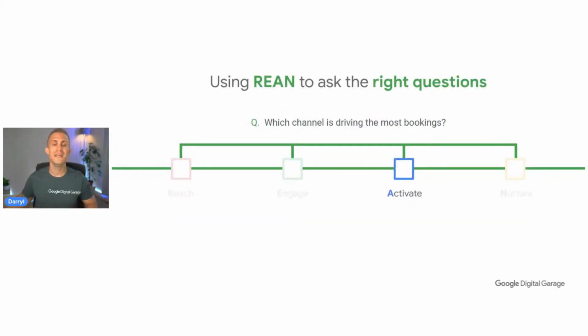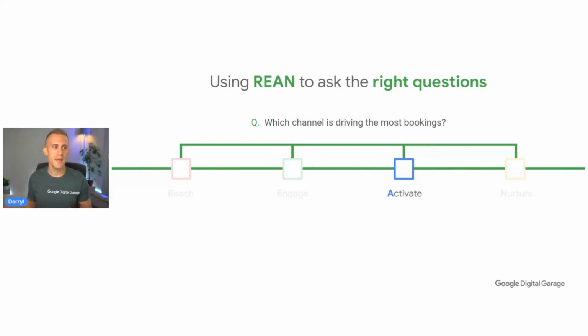Now we need to jump into the activate. Now this is where the magic happens. This is where we start making money. This is when we start converting. This is when we get more followers. This is when we get more likes. This is generally when we get people to take action and activate. But how do we know which channels are driving the most bookings? Or how do we find out which channel is driving the most sales? Or how do we know which channel is driving the most likes on our page?